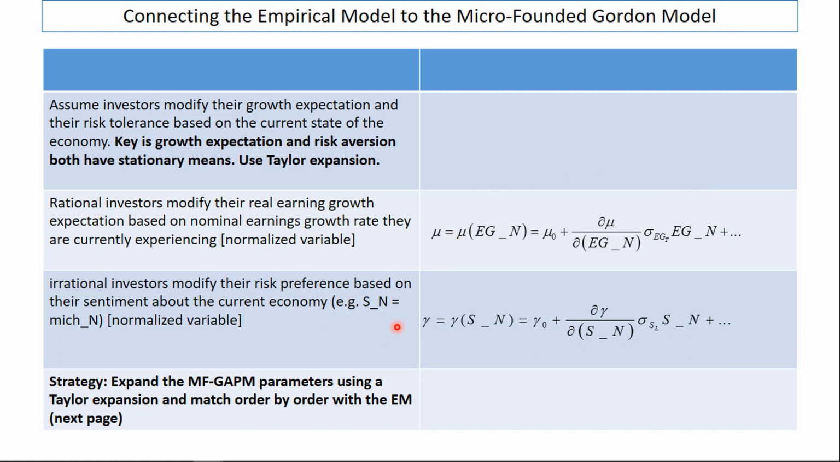And in the same way, I've identified that the risk aversion is connected with the sentiment variable. This makes a lot of sense, at least to me, because when investors are very happy, they go out and buy stocks. Their risk aversion decreases, and vice versa. If they're very pessimistic, they don't buy stocks. They don't raise the price. And so these are the natural associations of the data variables with the parameters of the micro-founded Gordon model. And to match this up with the empirical model, we're going to go through an order-by-order comparison of the empirical model with the expansion of the micro-founded Gordon model, which we'll see on the next slide.